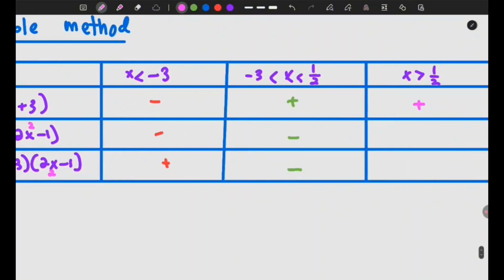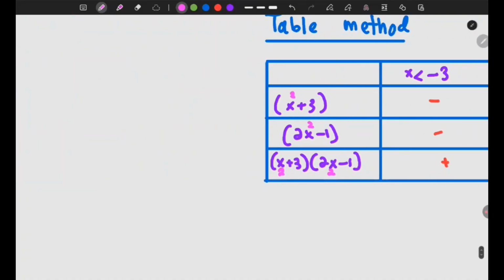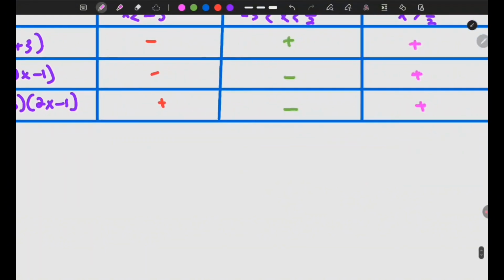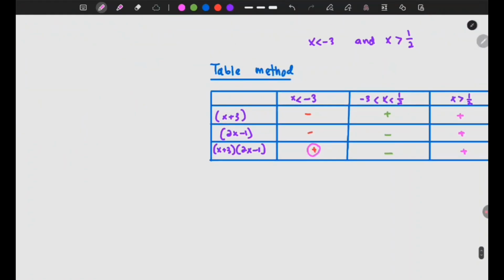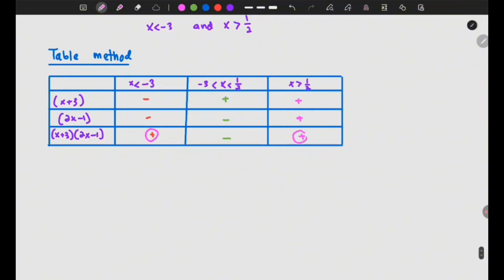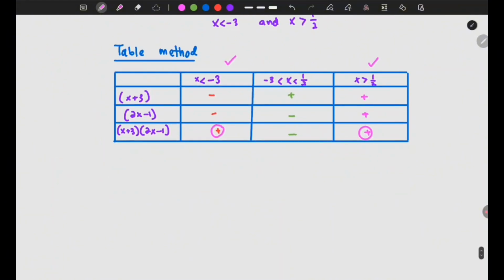You need to take positive values. So this 2 is the positive, right? So take this 2. So the range is x is less than negative 3 and x is more than 1 over 2. Ta-da! Done. So no matter which method you use, all three methods, you will get the same answer.